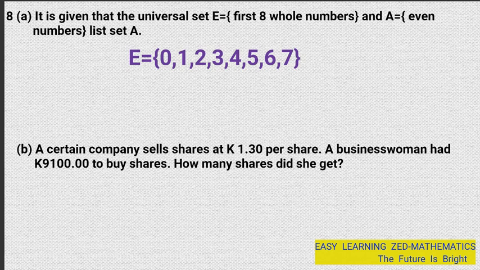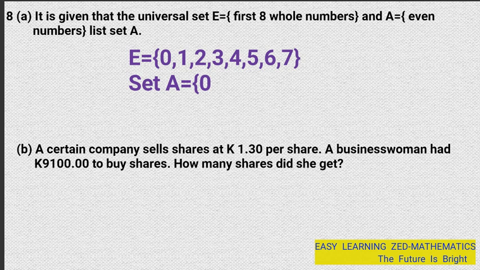Now from this we need to come up with the set A. Set A, we are told, is a set of even numbers. So what we are going to do is find even numbers from this. I'm going to write set A, then open brackets. Once I've done that, I'm going to write the first even number, which is 0. Then the second one is 2.